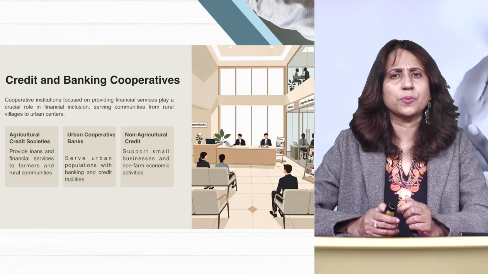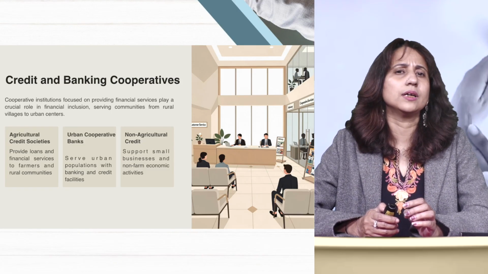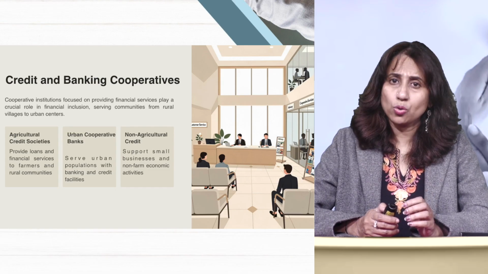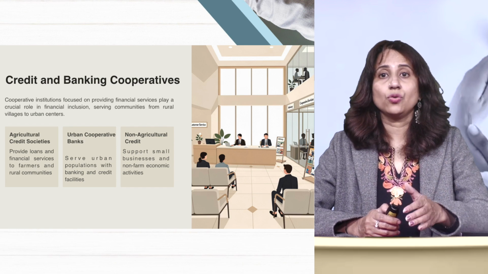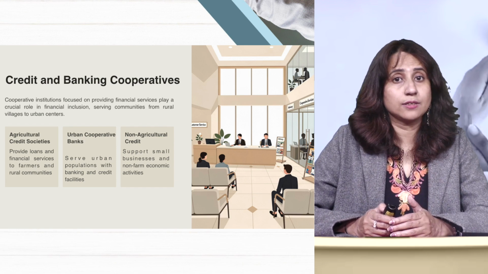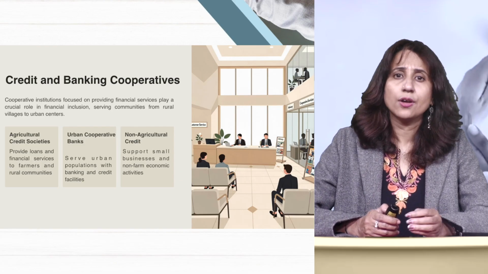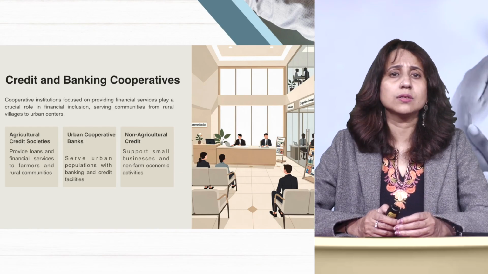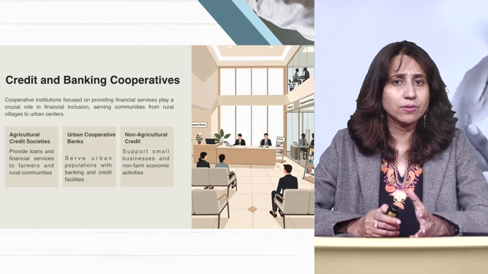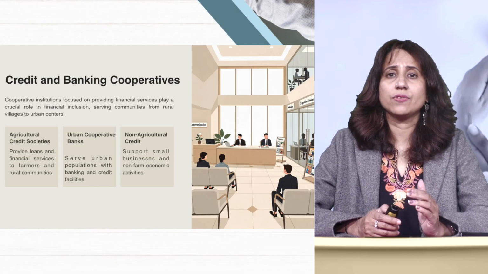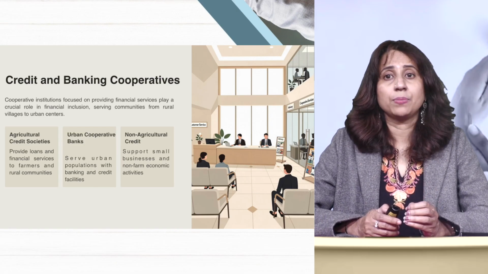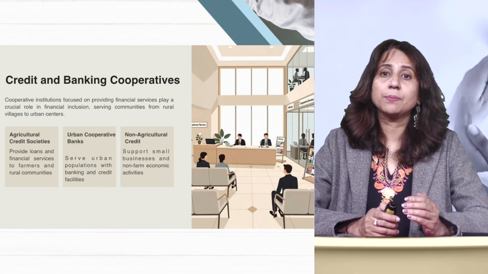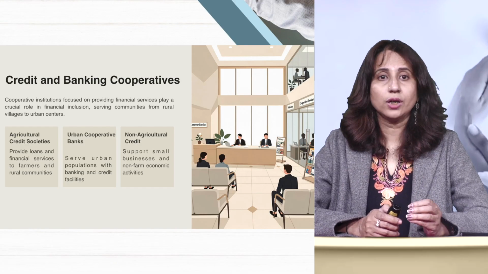So, these cooperatives provide short-term and medium-term credit to farmers for agricultural operations. Short-term loans, up to 15 months, finance seasonal agricultural activities like purchasing seeds, fertilizers, pesticides, etc. And medium-term loans, that is from 15 months to 5 years, finance agricultural investments like purchasing cattle, implements, and minor irrigation equipment. Here the members are typically the farmers from a village or a cluster.